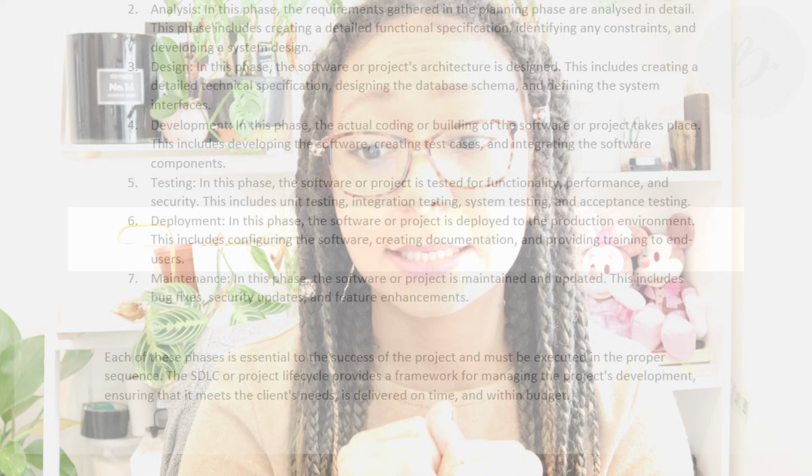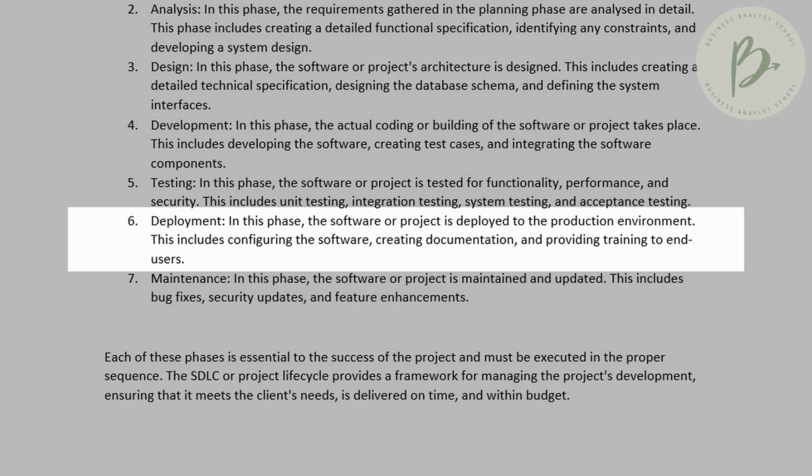Don't worry too much about this aspect for business analysts, but I'm just covering for you what stages your project goes to in order to deliver your cloud-based system in the case of our live project. Now, the 6th stage is your deployment, aka go live. This is where we go live of our project. So this is where the software or the project is deployed to the production environment.